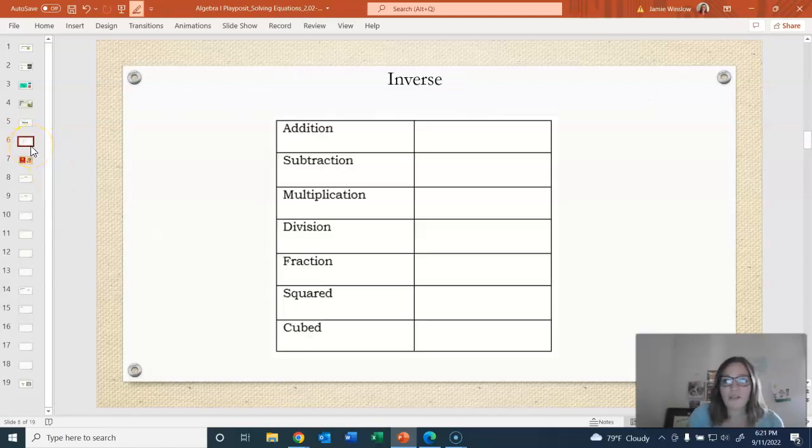I know that if we were live together, you would just be throwing these in the chat box. So we know the inverse or the opposite of addition is subtraction. I'm just going to write this symbol. The inverse of subtraction is addition. Multiplication, our inverse or opposite, is division. And division is multiplication. Remember, multiplication can be a dot.